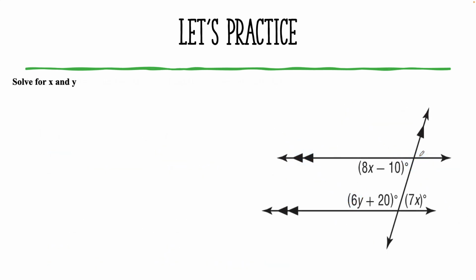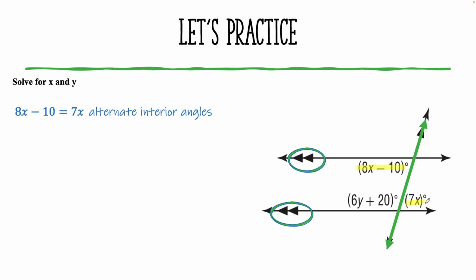Okay, we're going to add some algebra to this. It says solve for x and y. First of all, we're going to find our parallel lines and find our transversal. Now, let's see what we can do here. We need to solve for x, so we need to find two things that have an x in it. There's 8x minus 10, and there's 7x. Now, what do we know about those? Those are alternate interior angles, which means they're equal to each other. So we can just set them equal to each other and solve for x. Subtract 7x from both sides, add 10 to both sides, so x equals 10.